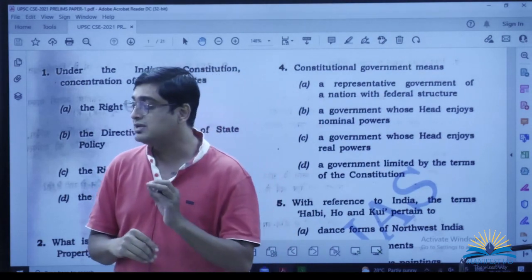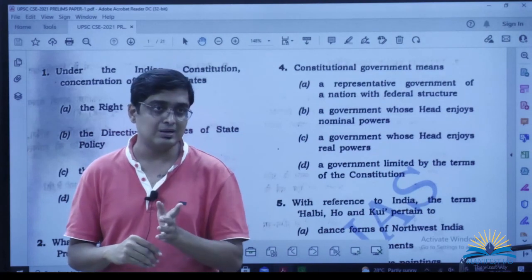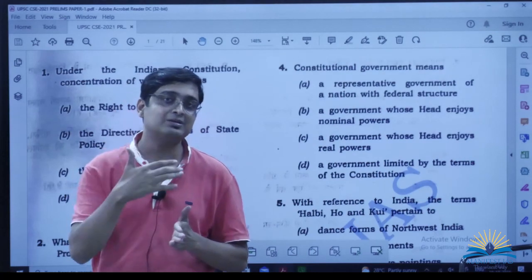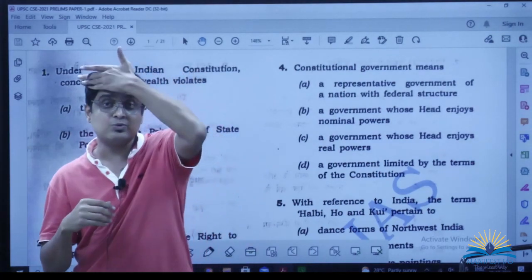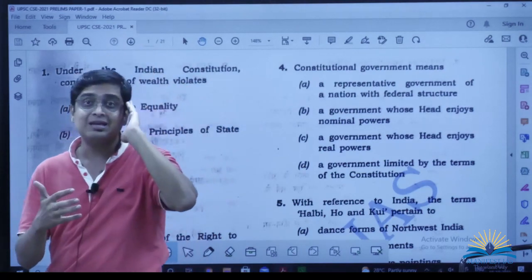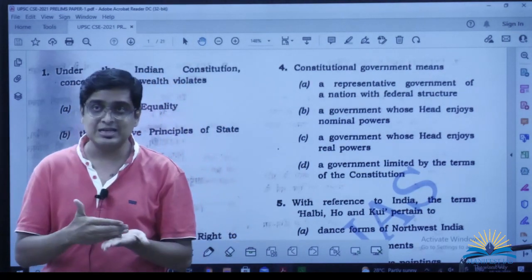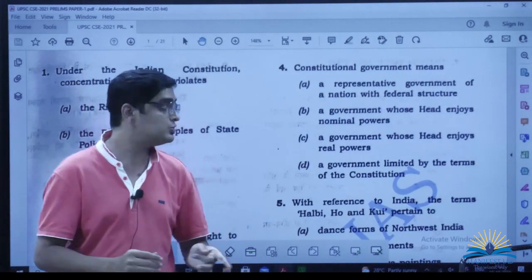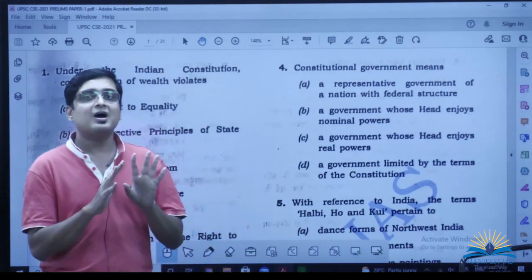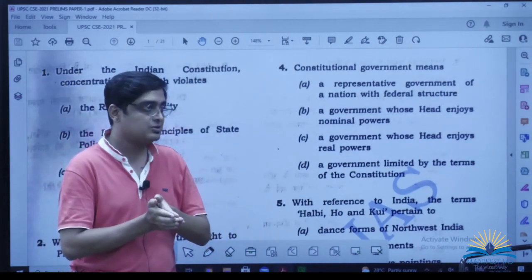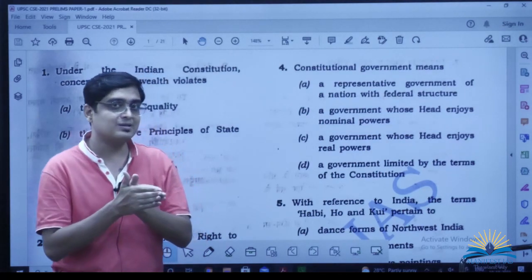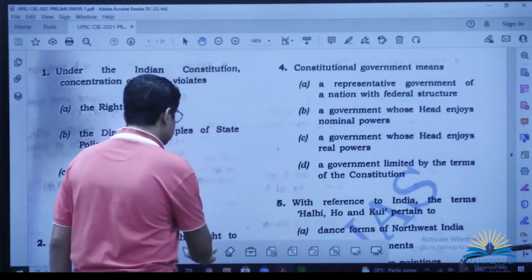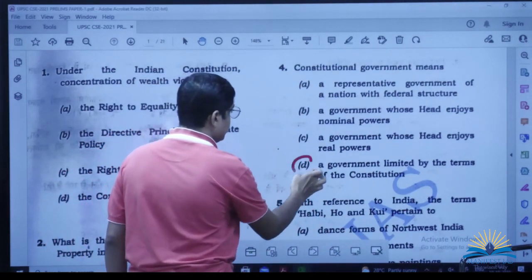Remember, the basic function of any constitution is to limit the government, and it does so in many ways. Maybe by giving rights to the people, because giving rights will limit the government. By defining the kind of political system one would have, nobody can unilaterally change the nature of government. If it says India will have a democratic government, nobody can tomorrow unilaterally say that India won't be a democracy. So constitutional government simply means a government limited by the Constitution, that is, limited by the law, the fundamental law. A government limited by the terms of the Constitution is the right answer. So the answer is D.